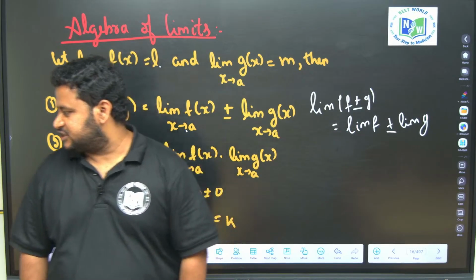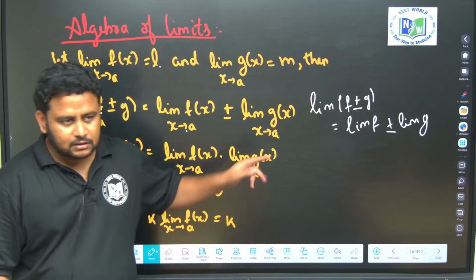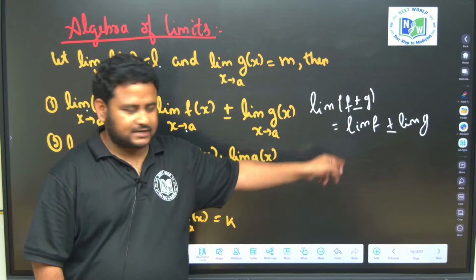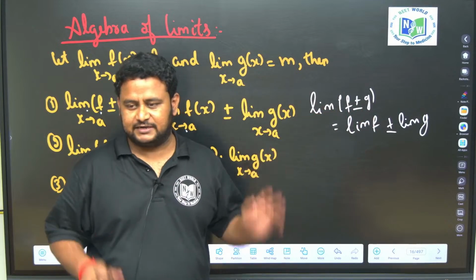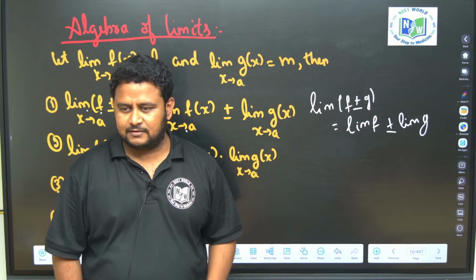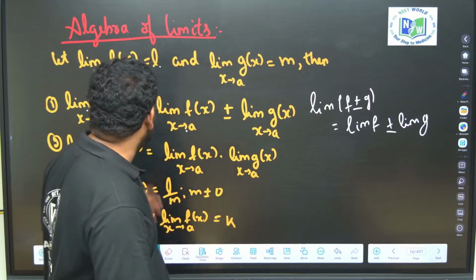Are you able to understand, Nishan, this property? Limit f plus or minus g can be written as limit f plus or minus limit g. Separate and write it. That's it. Clear?